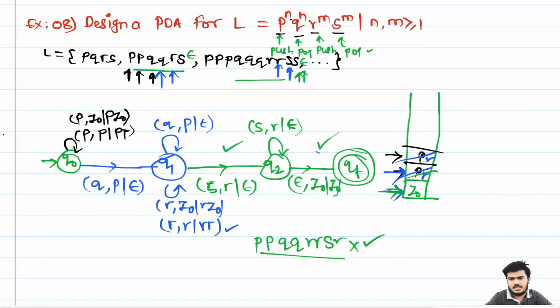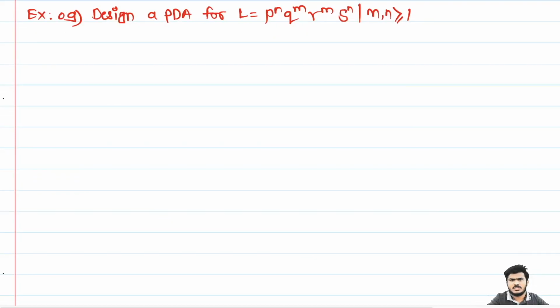Okay, let's see another one. So the next question is like this: we have to design a PDA for the language P to the power n, Q to the power m, R to the power m, and S to the power n. Okay, so now Q and R we can compare, and similarly P and S we have to compare. Now for P, whenever P started occurring, we will push that P into the stack.